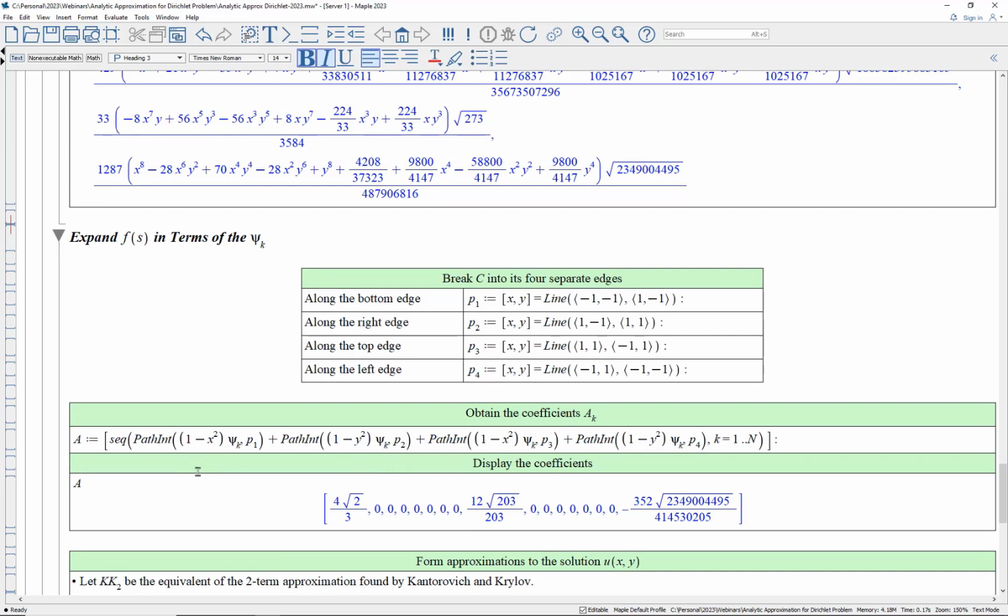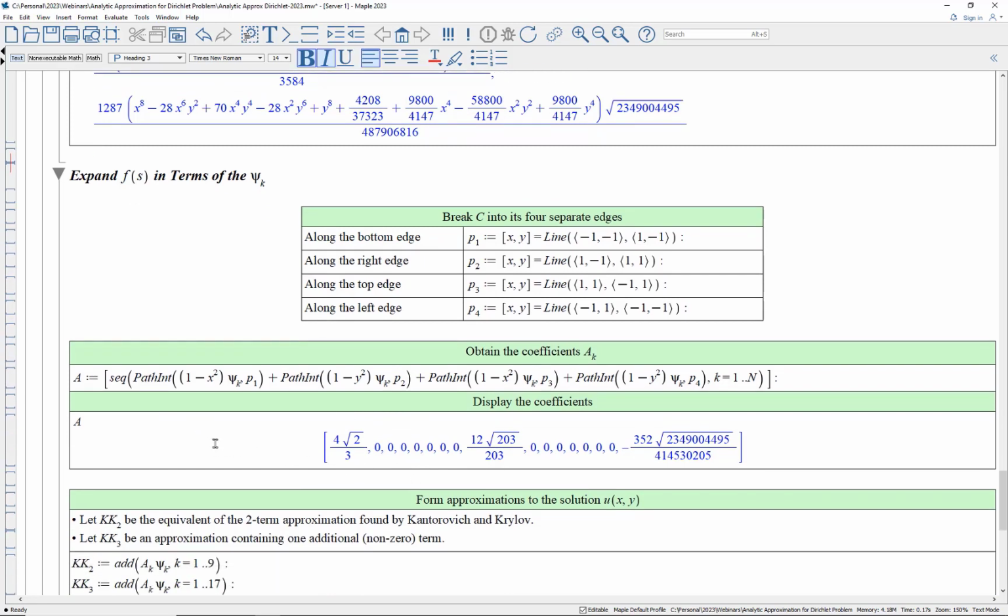This gives me a list of numbers. Call that list A. And you'll see there's a lot of zeros in here. There's 3 non-zero terms and a bunch of zeros. Now, Kantorovich and Krylov got rid of these zeros by a symmetry argument that I didn't have to worry about, because I was just waiting to see what Maple would do. I threw it at Maple. Maple says, fine, I'll give you the zeros where the zeros belong. So I had these 3 non-zero coefficients.